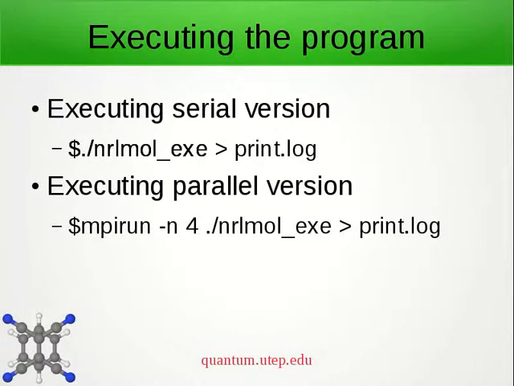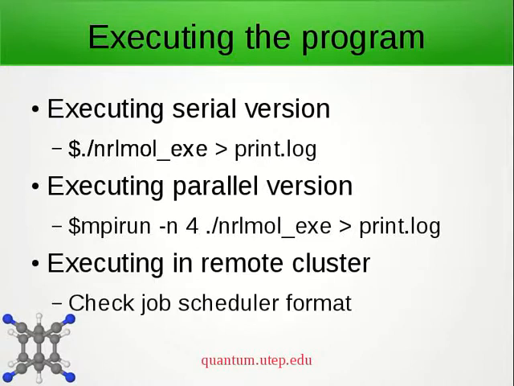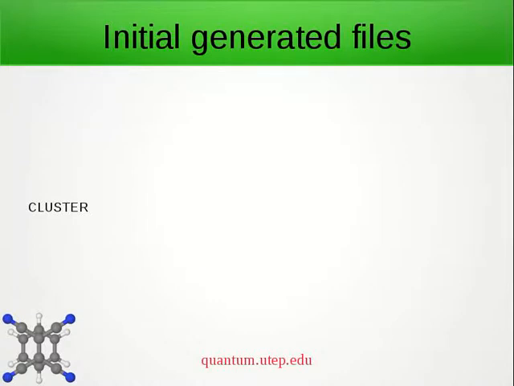Okay. When you're executing on a remote cluster, you have to check the job scheduler format. That means different remote clusters may have different ways to submit a job request to the server over there. Okay, so what happens when we execute NRLMOL? Well, from the cluster file, some information will be taken and other files will be generated, written out in the directory where you're executing.